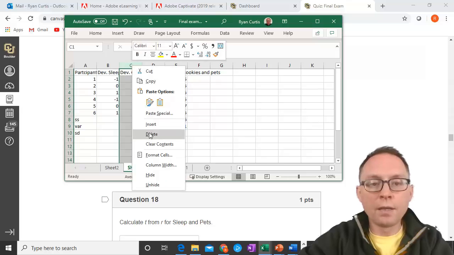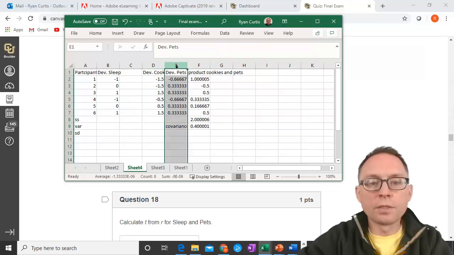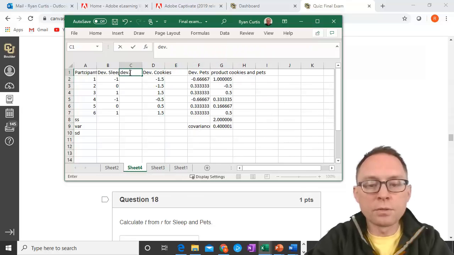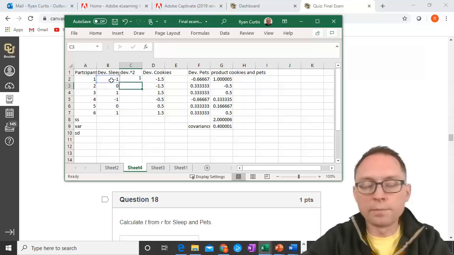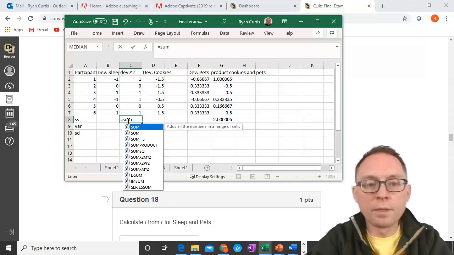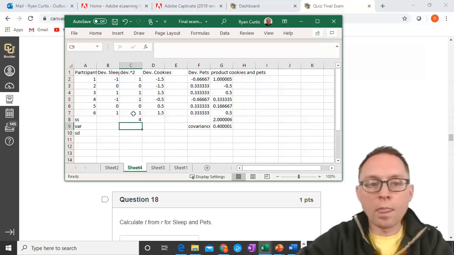So what I'm going to do is add a column between these. Come back. There we go. Which is going to be deviations squared. All right? This is just like we used to do. It is this squared. Take all of them, and then the sum of squares is going to be the sum of all of those. No big surprise there, right?